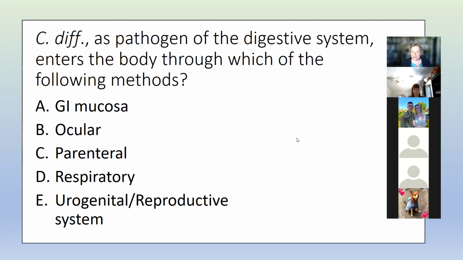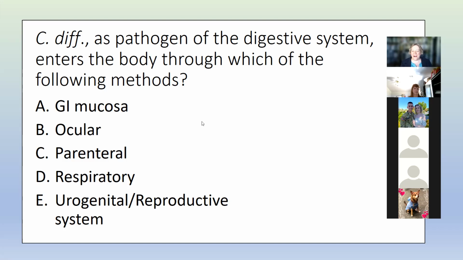The favorite answer is the GI mucosa. Correct answer. Tell me why. Because that's how it gets to your digestive system. Very good. So it enters through the mouth, it goes down, and it grabs a hold.